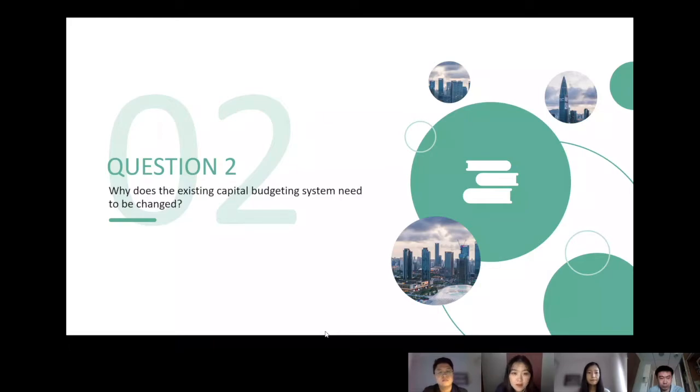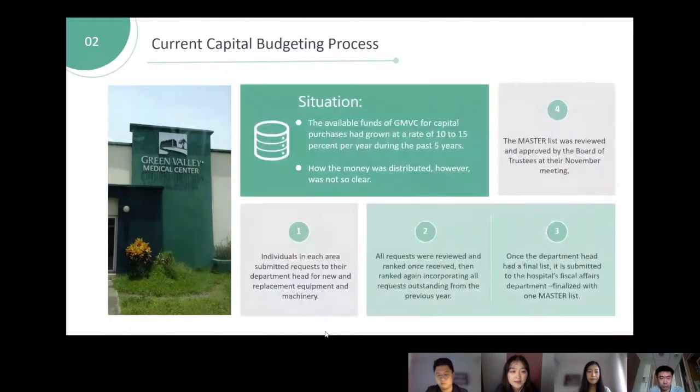Why does the existing capital budgeting system need to be changed? As mentioned in the article, Mr. Klein found an increase of available funds for capital purchases in Green Valley Medical Center of around 10% to 15%. But at the same time, the problem is that how the money was distributed was not so clear. So let's walk now through the current capital budgeting process to see how the capital is allocated in the hospital.